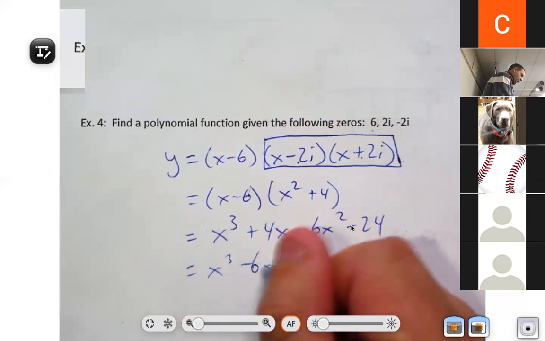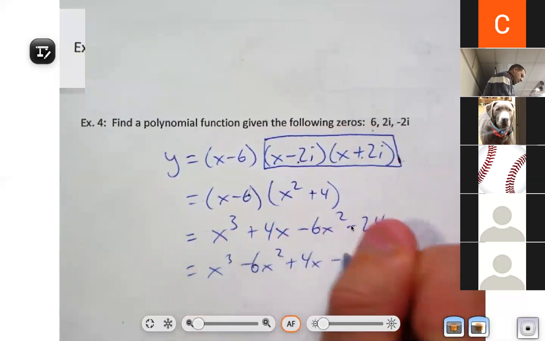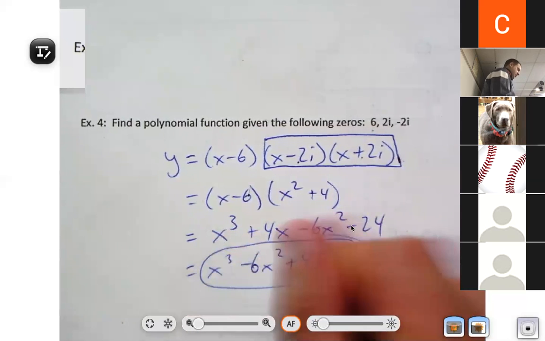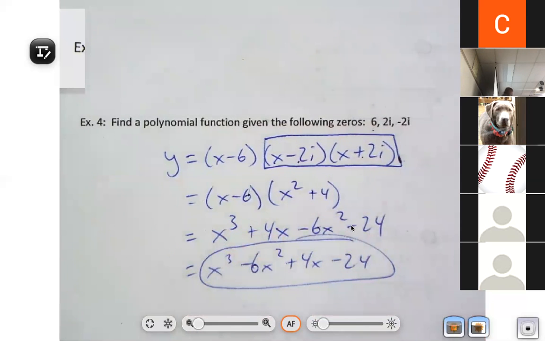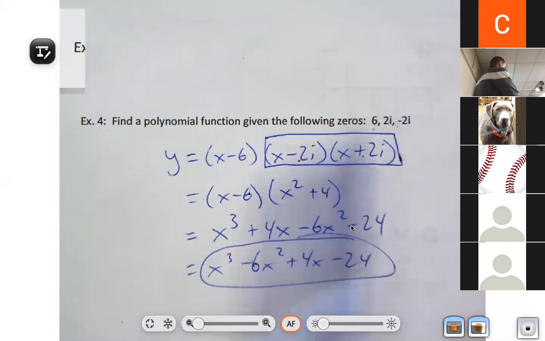I would put that in order just because it looks much nicer on the eyes. So that's the original equation that if I would solve that equation, I would end up getting those three solutions. Take your solutions, put them as factors, multiply it out. That's it. That is all of first semester Honors Algebra 2, COVID style.